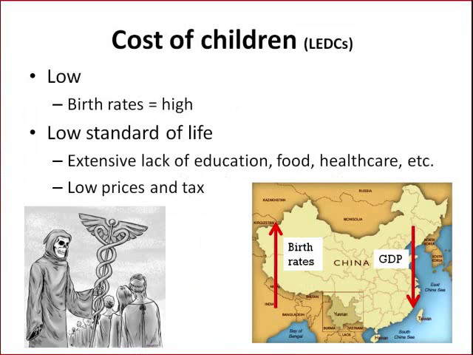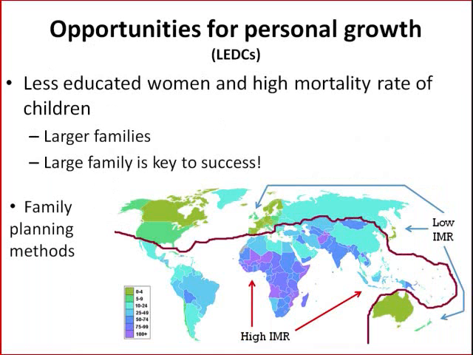Because of their low price and taxes, they have a high fertility rate, although they lack education, food, and healthcare. For example, Yunnan has a very low GDP, but has high fertility rate. Because they lack education, they don't realize the importance of family planning. The south indicates the LADCs, which have high mortality rate.